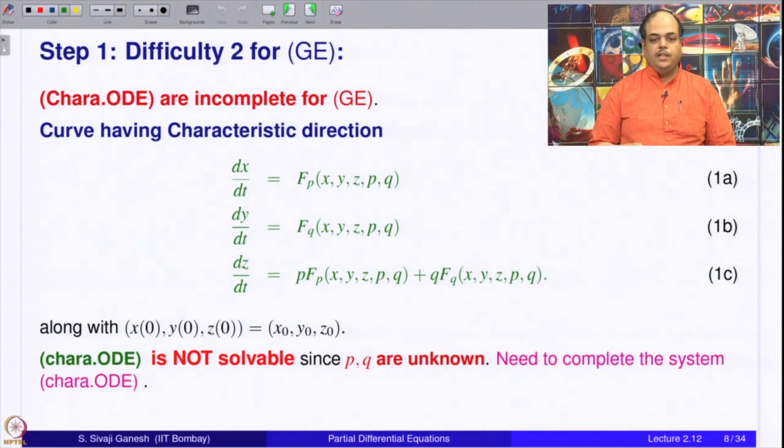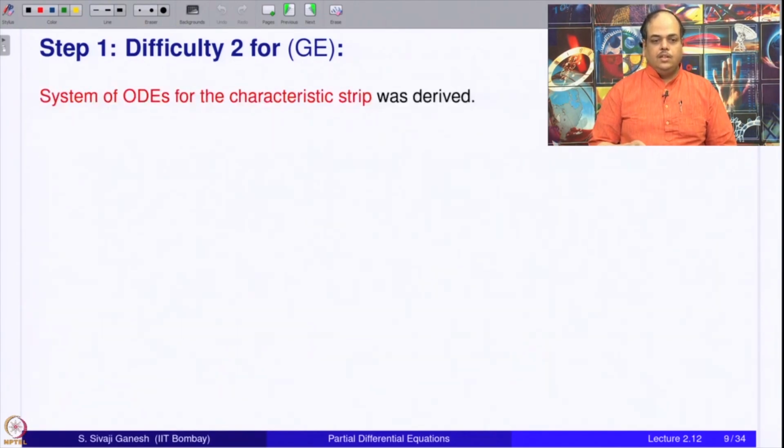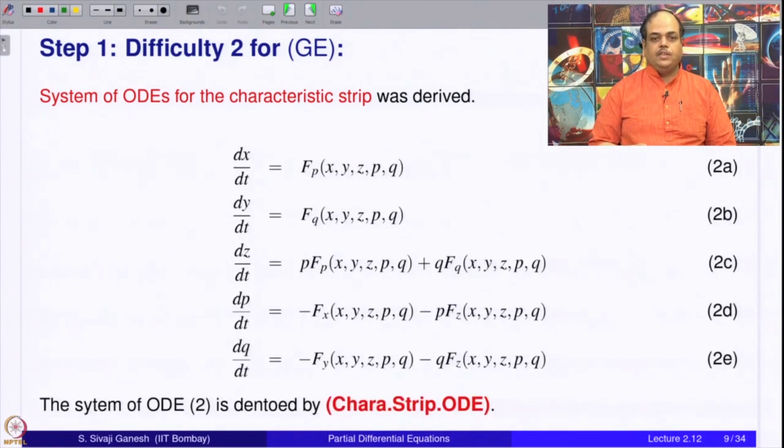So, we need to complete this system, and that is what we did. We derived a system of ODEs for the characteristic strip, which is a system of 5 equations.